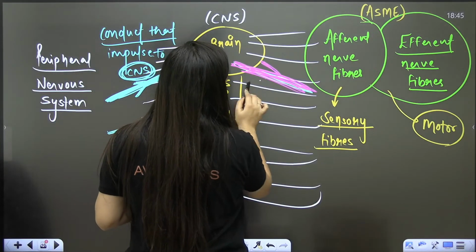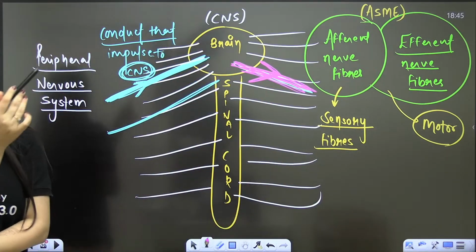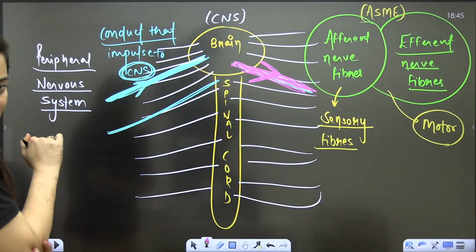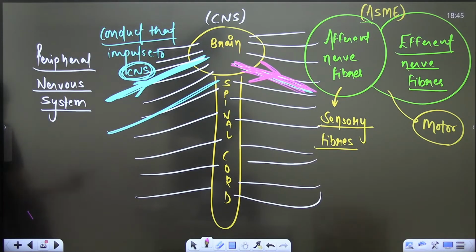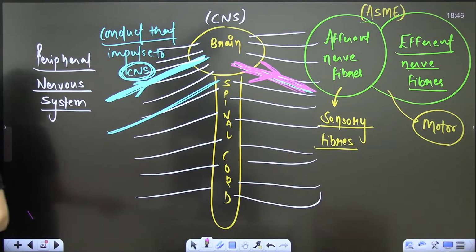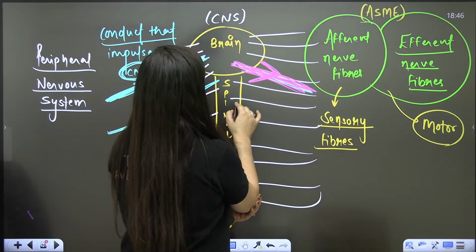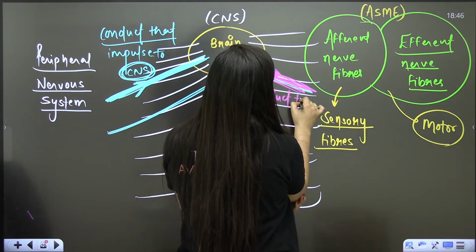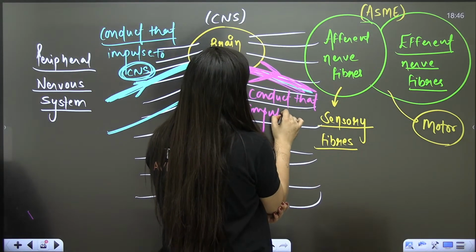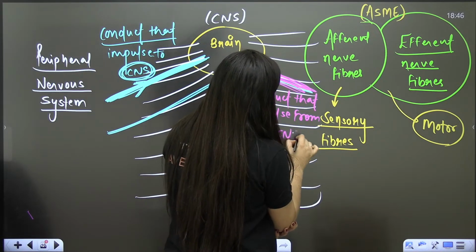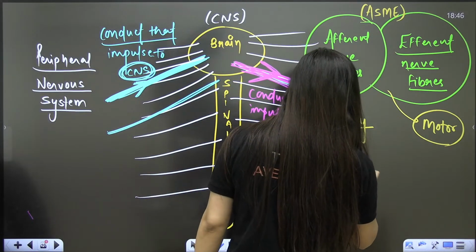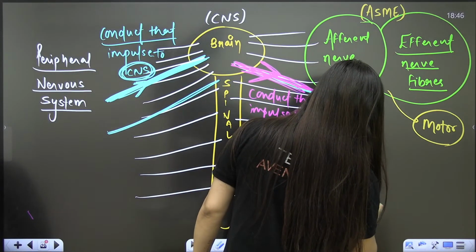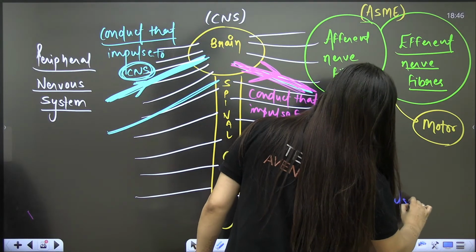Now your central nervous system will be like, okay, that's what we have to do, that's how we have to react. So what's going to happen? The motor nerve fibers, the motor division, are going to conduct that impulse from the CNS to the receptor. So that's what I can write here: the afferent will conduct impulse from receptor to CNS.